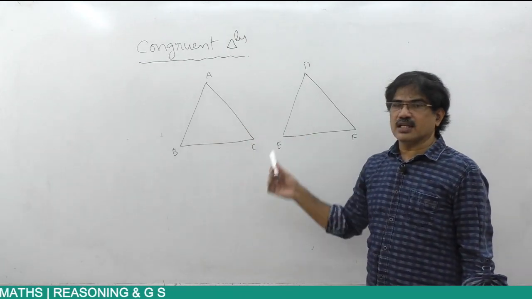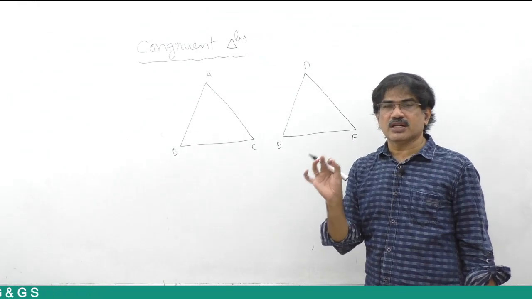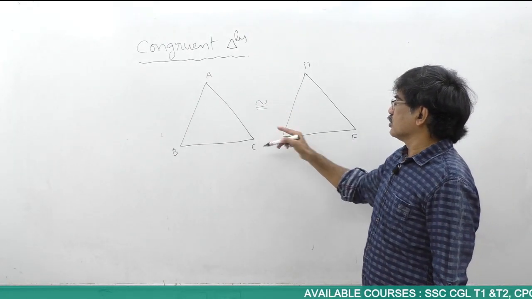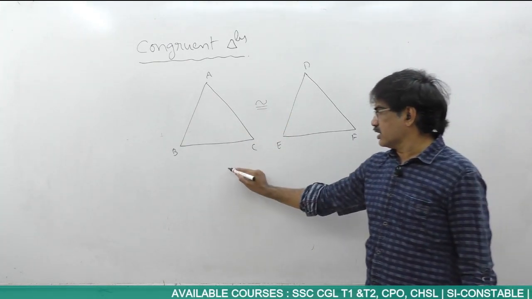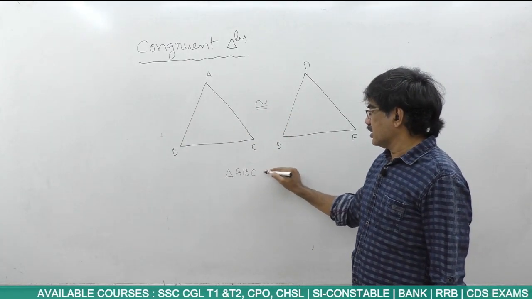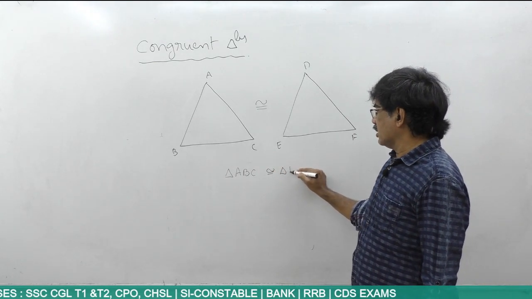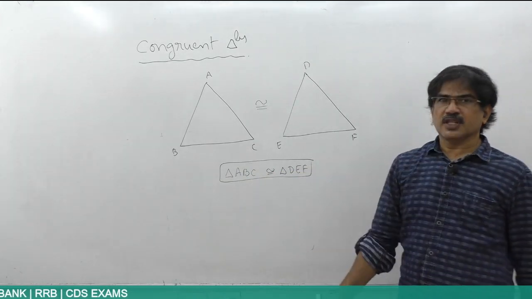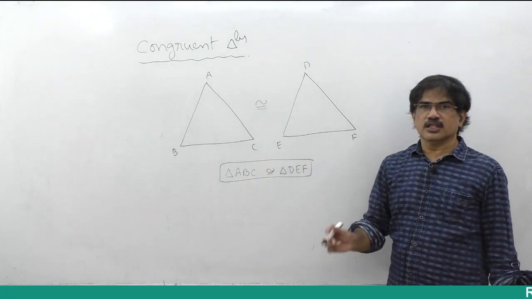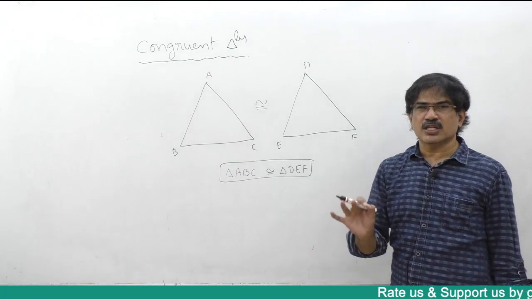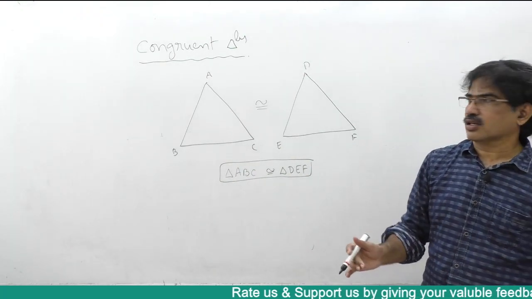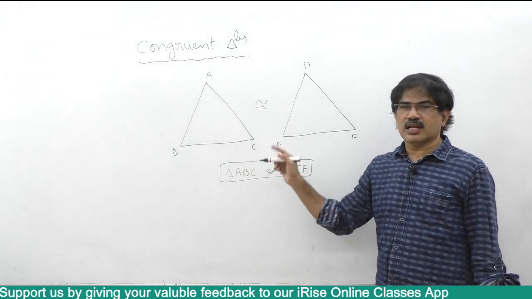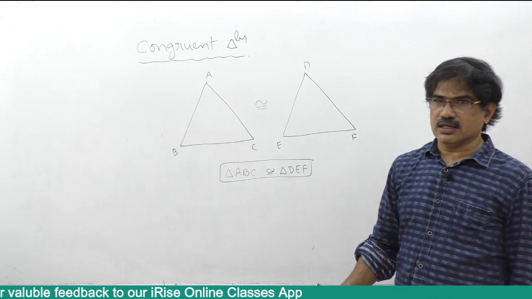If two triangles have the same shape and same size, then they are called congruent triangles. So here these two are congruent triangles. Triangle ABC is congruent to triangle DEF. Not only triangles, if two diagrams have the same shape and same size, they are called congruent diagrams. If they are triangles, they are called congruent triangles.